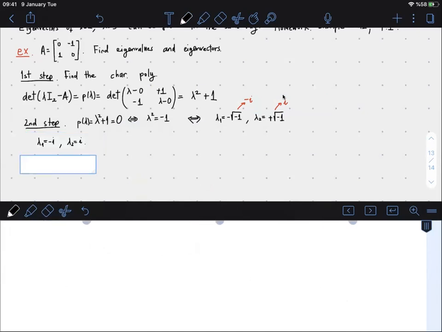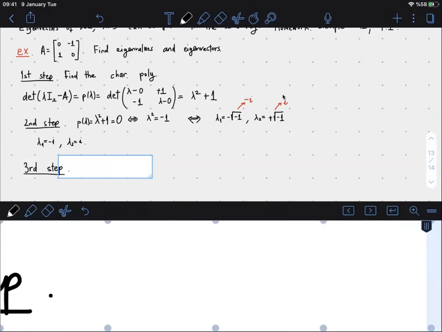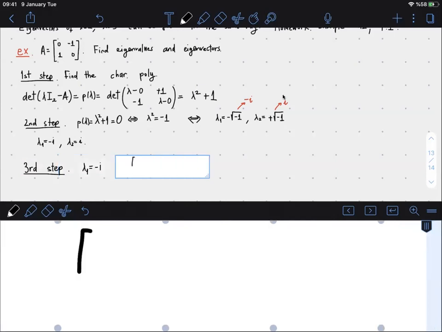Any questions here? Okay, we do the third step. What is the third step now? For each eigenvalue we try to find the corresponding eigenvector. Let's first consider the first eigenvalue, which is -I. Then what do we do? We go back to this matrix and we write the corresponding equation.